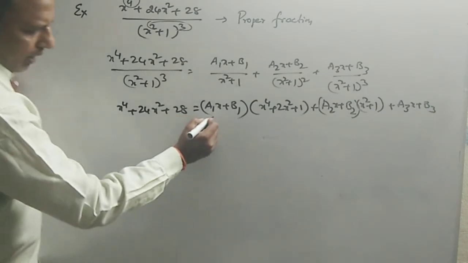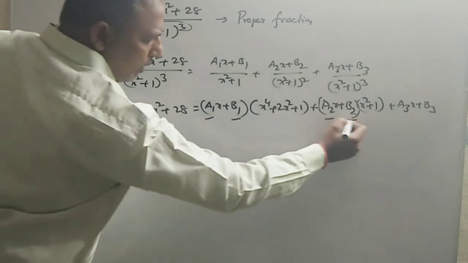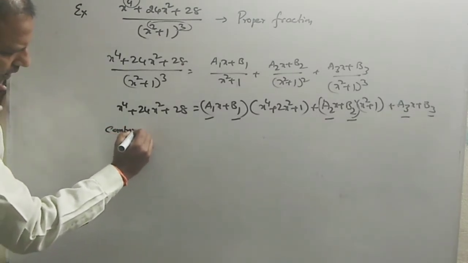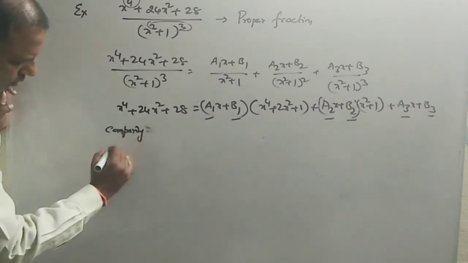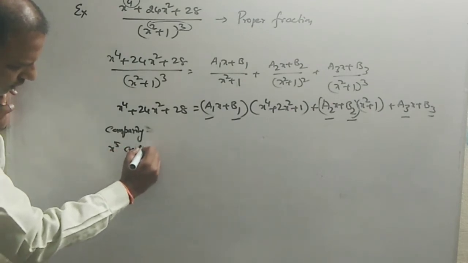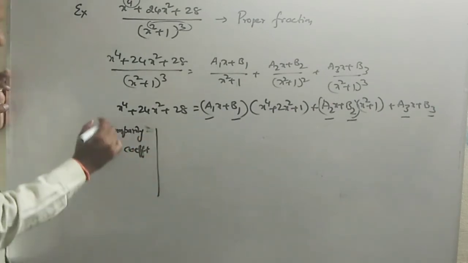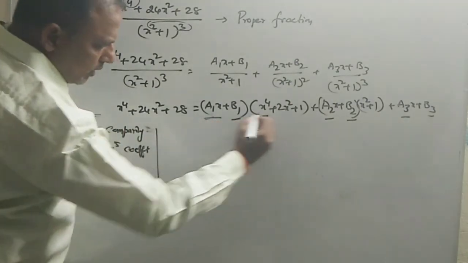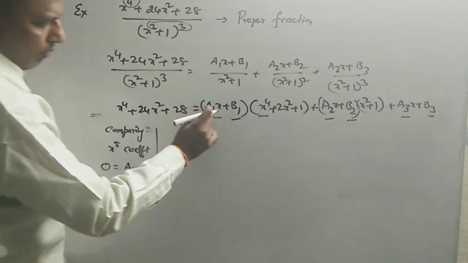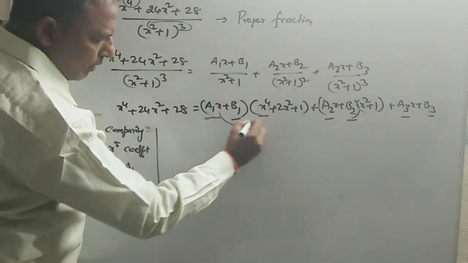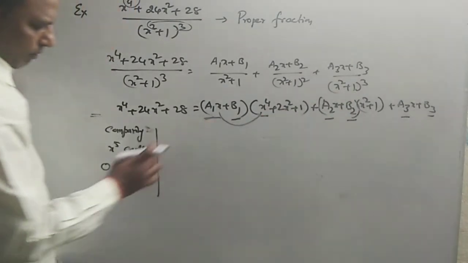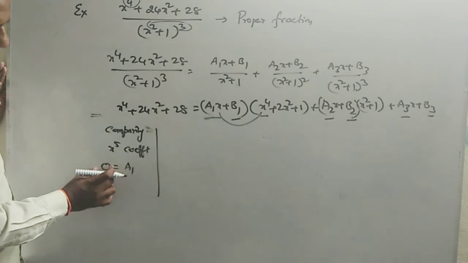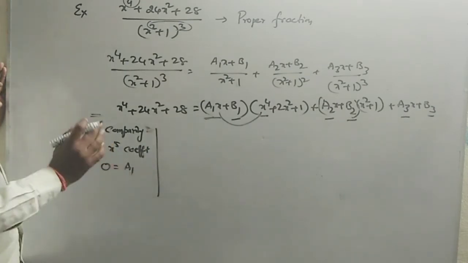In order to calculate a1, b1, a2, b2, a3, b3, we compare coefficients. Comparing x power 5 coefficient: here the x power 5 coefficient is 0, whereas here the x power 5 coefficient is a1, since a1x into x power 4 is x power 5. There is no other x power 5 here, therefore a1 is the x power 5 coefficient in RHS. The x power 5 coefficient in LHS is 0, therefore a1 is 0.